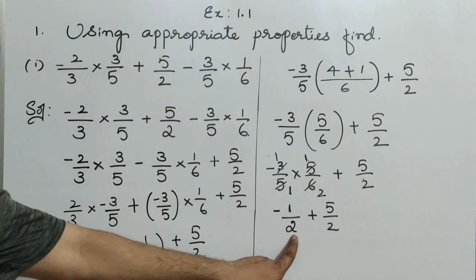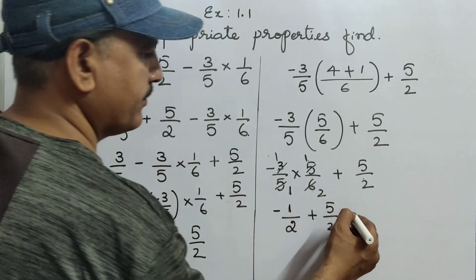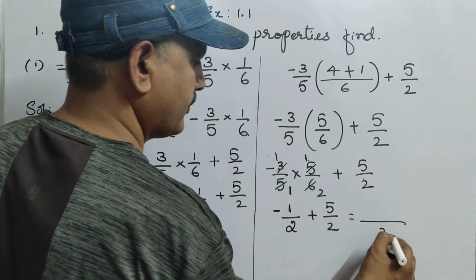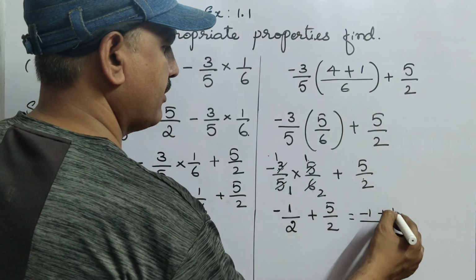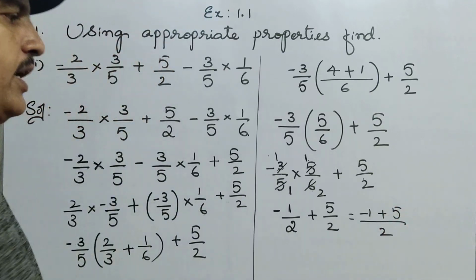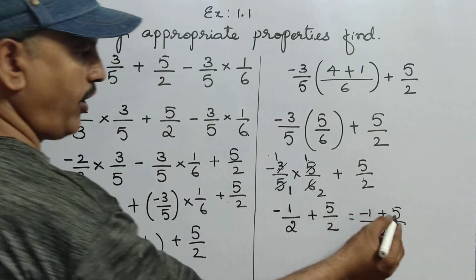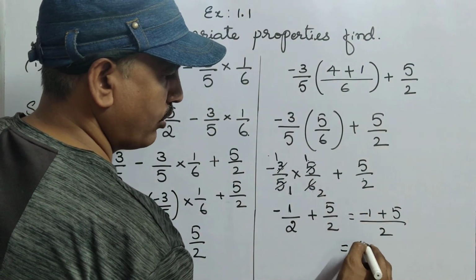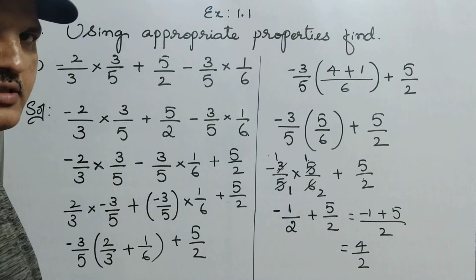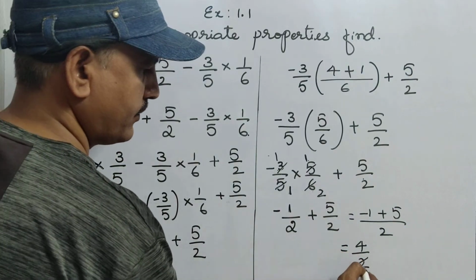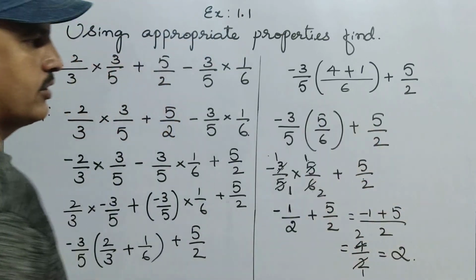Now here both the denominators are same. No need to find LCM. Directly you can write 2. So what is the numerator here? Minus 1 plus 5. Now 1 plus and 1 minus means what to do? Minus. So 5 minus 1 is 4 by 2. Now 4 will go in 2 table? Yes. 2 ones, 2 2s. So answer is 2. Is it clear?